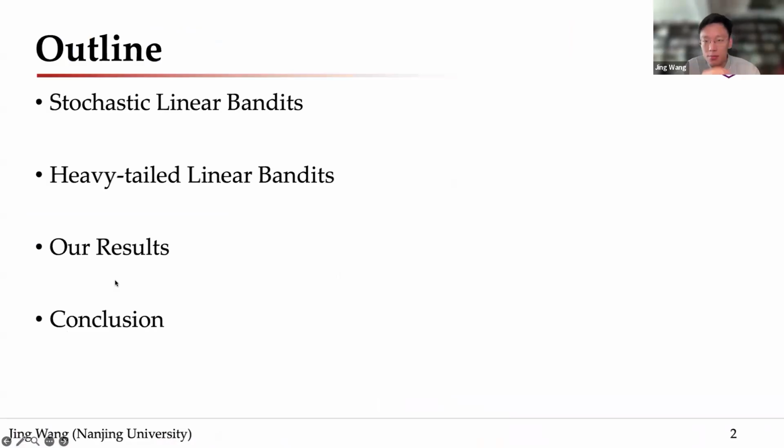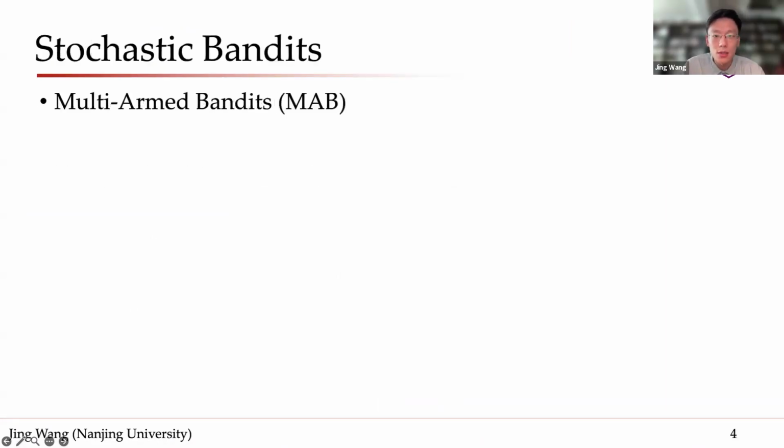So here's the outline of my talk. First, I will briefly review the setting of stochastic linear bandits, which is a classical sequential decision-making process, and then I will introduce the case when the reward distributions are heavy-tailed, and after that, I will present our main result and conclusion. First, let me start with a quick review of the stochastic multi-armed bandits problem.